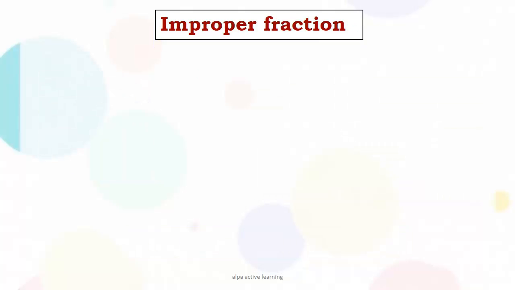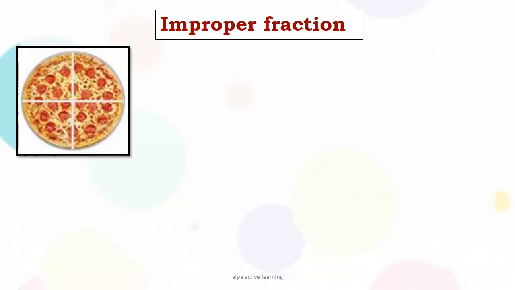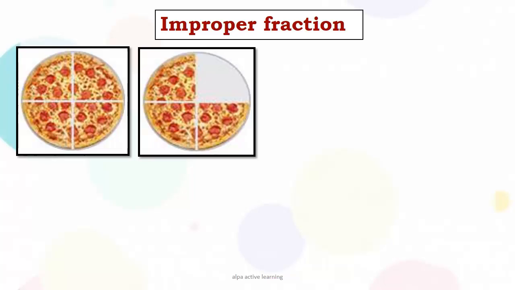Improper fraction. Let's take an example. You have one pizza and you have eaten 3/4 part of another pizza. Now, I can say that this is 7 upon 4. Now you will be surprised. Why 7 upon 4? So children, look at the first pizza. It is divided into 4 equal parts, right? The second pizza is also divided into 4 equal parts. So each part is 1/4.